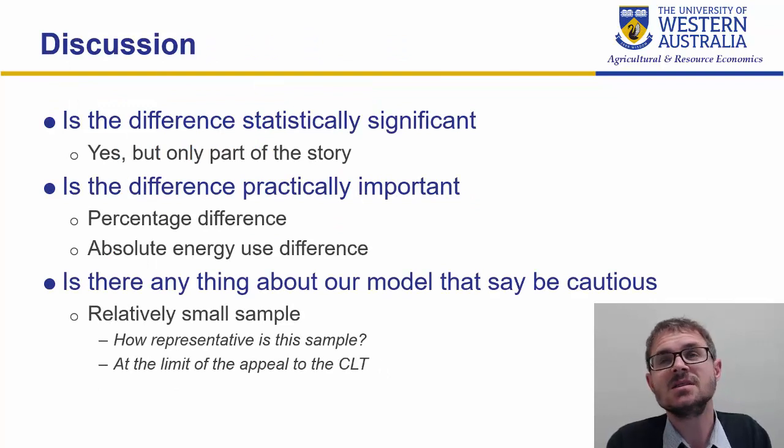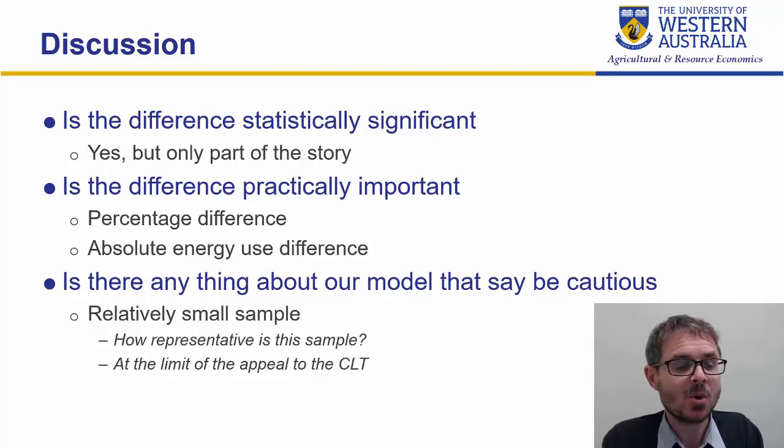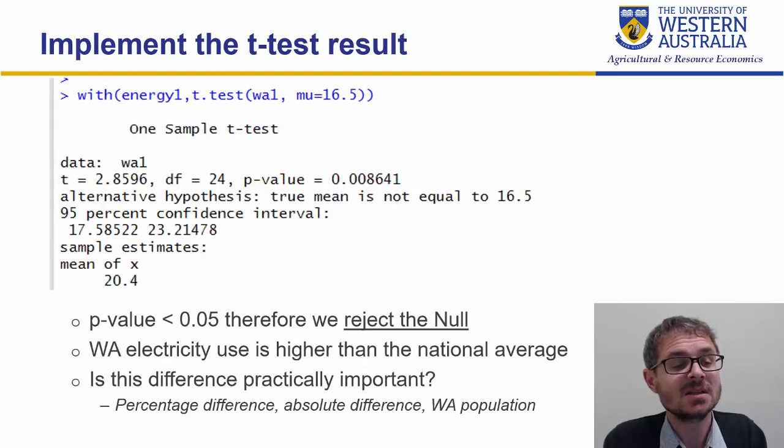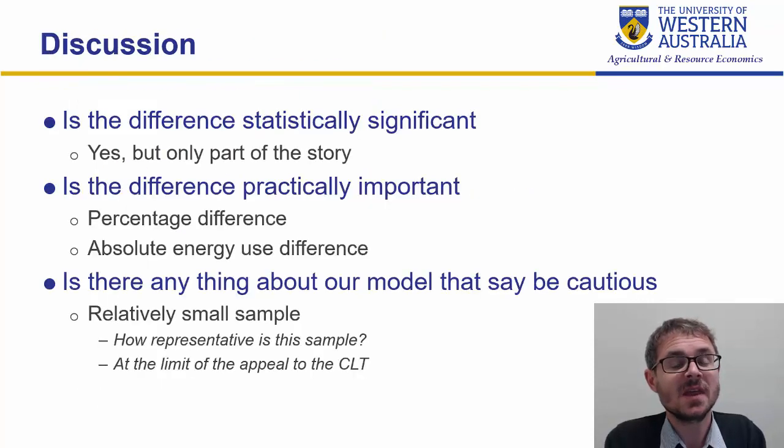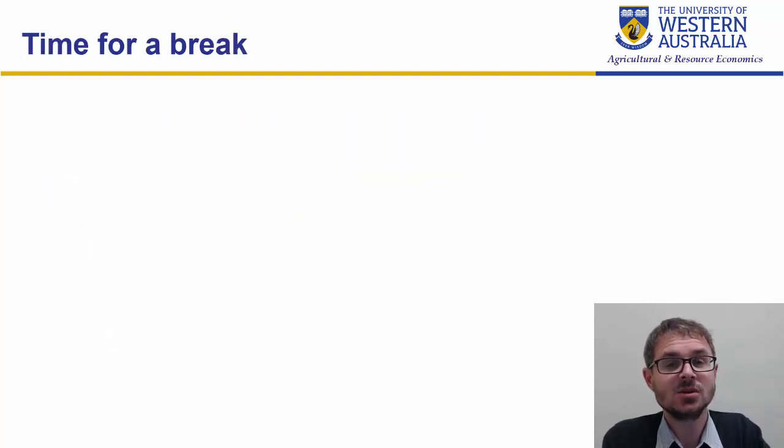Of course, that is just a starting point for our discussion. Is that difference we've discovered meaningful? Is it practically important? Is the sample representative? We might have to think about this. Did we have a big enough sample to appeal to the central limit theorem? All of those sorts of things are what we would then flesh out. We conduct this statistical test only because we're interested in thinking about different questions, answering something useful, or trying to inform policy, trying to do something. And that's an opportune time for a break.